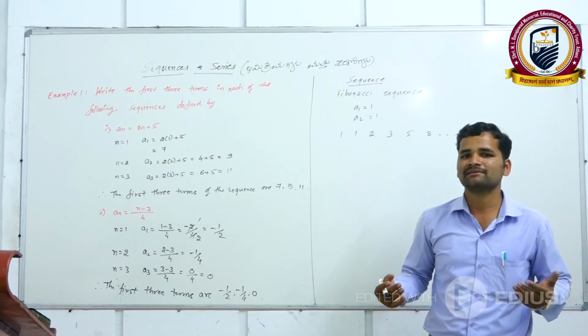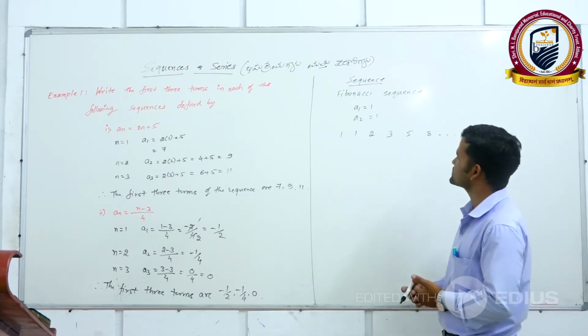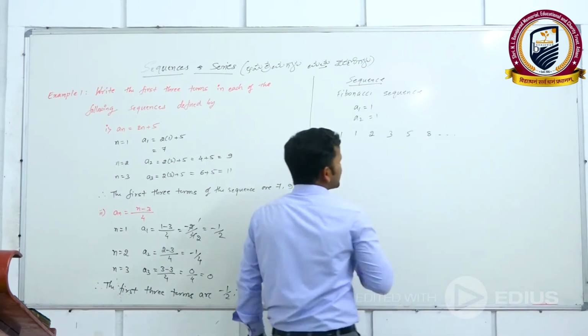Sir, can there be repetition of numbers? Yes, repetition of numbers is allowed. Here repetition of numbers is allowed. Fine. How will you write it in general?